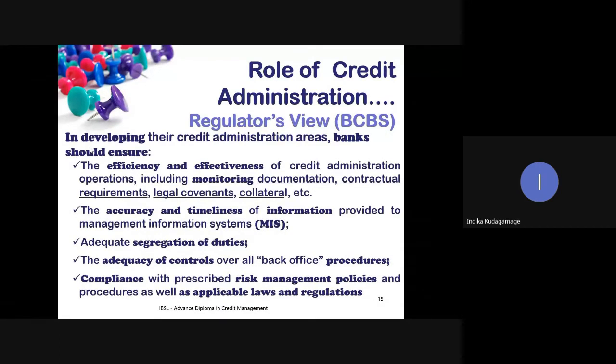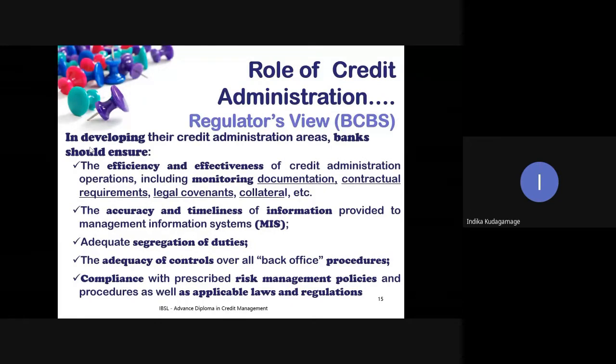Then we will come. Today's lecture is a very theoretical lecture, but this is the function we have been pushing now. From a decentralized model, Basel wants all the banks to go into a centralized model. That's how this credit admin function's importance comes up, right? So when we are developing our credit administration, we need to look at 5 areas, right?